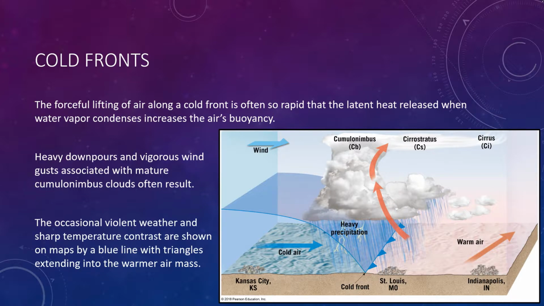In addition, a marked temperature drop and a wind shift from the south to west or northwest accompanies the passage of the front. The sometimes violent weather and sharp temperature contrast along the cold front are symbolized on a weather map by a blue line with blue triangle-shaped points that extend into the warmer air mass.